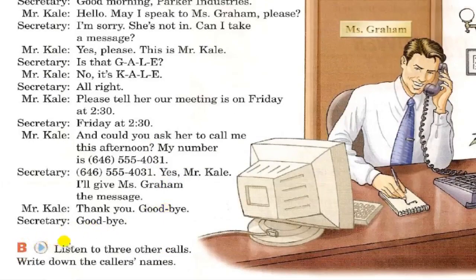Part B. Listen to three other callers. Write down the caller's name. We are going to listen to three other calls, conversations, and you write down the name of the person. Page 102, Exercise 7, Part B. Listen to three other calls. Write down the callers' names.